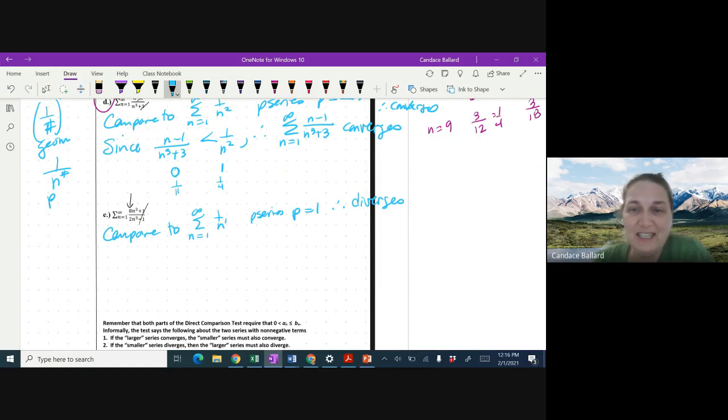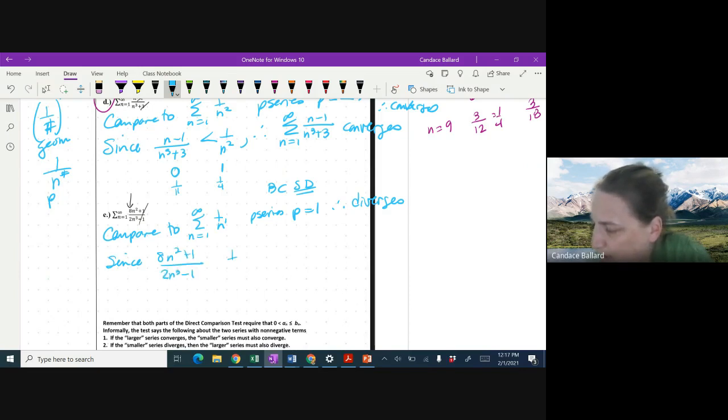Since it diverges, I am hoping that that is the smaller series, because for BC, sorry, I'm hoping it's the smaller one. So let's see what happens. I'm going to write the word since. Hopefully I can use it. 8n squared plus 1 over 2n cubed minus 1, and we're comparing it to 1 over n.